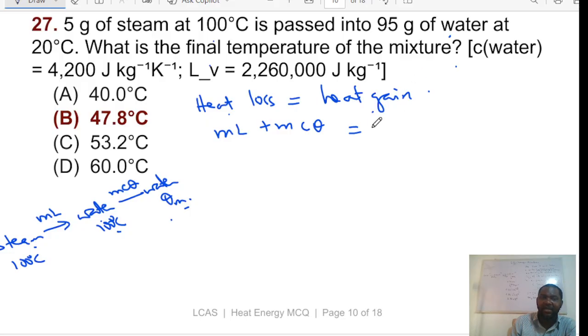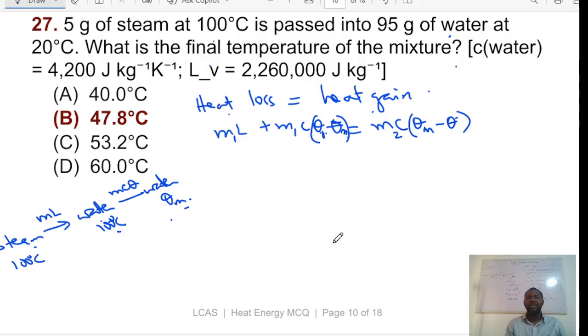Then the heat gained by water is simply mc theta, nothing changed. So I can use m1 here because it's the same steam. When steam changes to water, the mass remains the same. So this is water, and the specific capacity of water is the same. Let me call this m2. The temperature change should be theta 1 minus theta m, because the temperature reduced from 100 to the temperature of the mixture, and for this one it should be theta m minus theta.